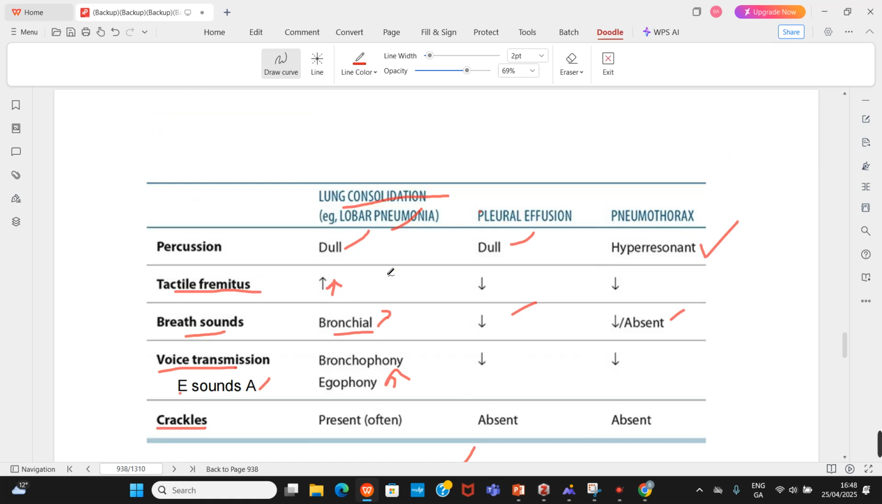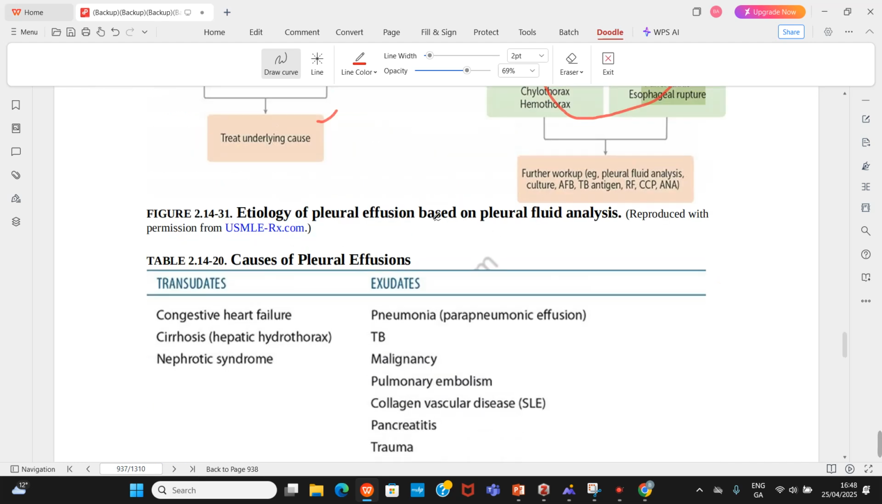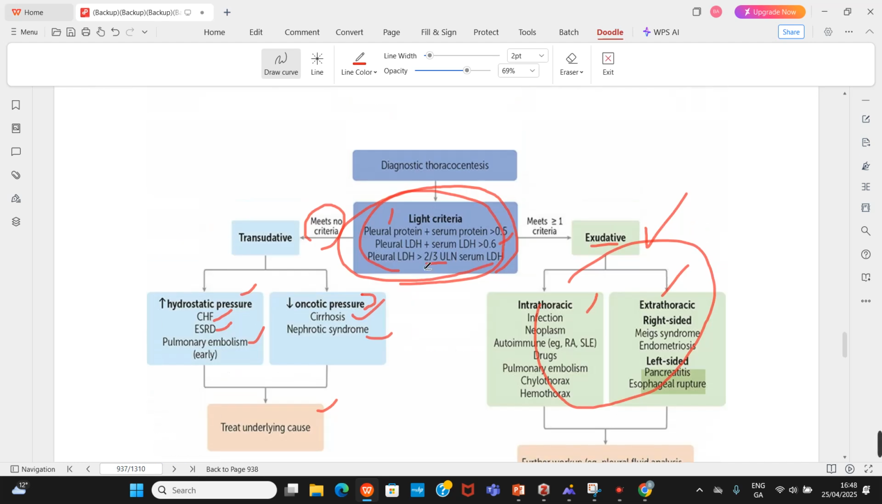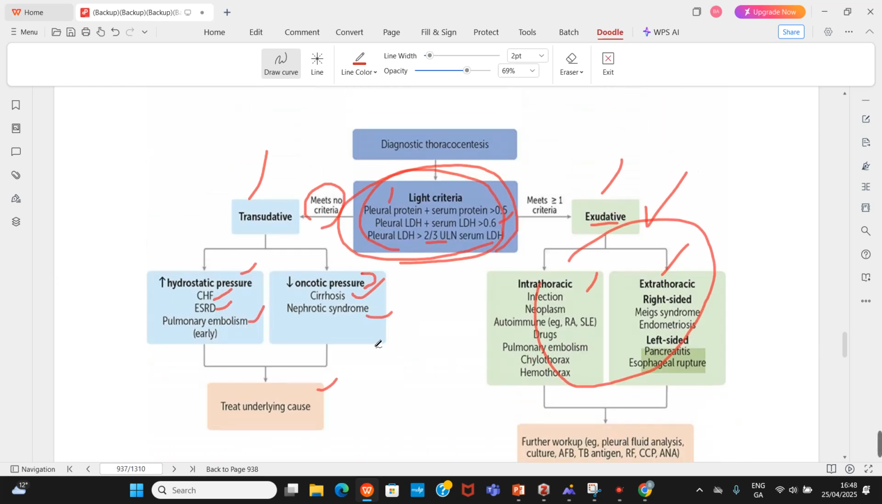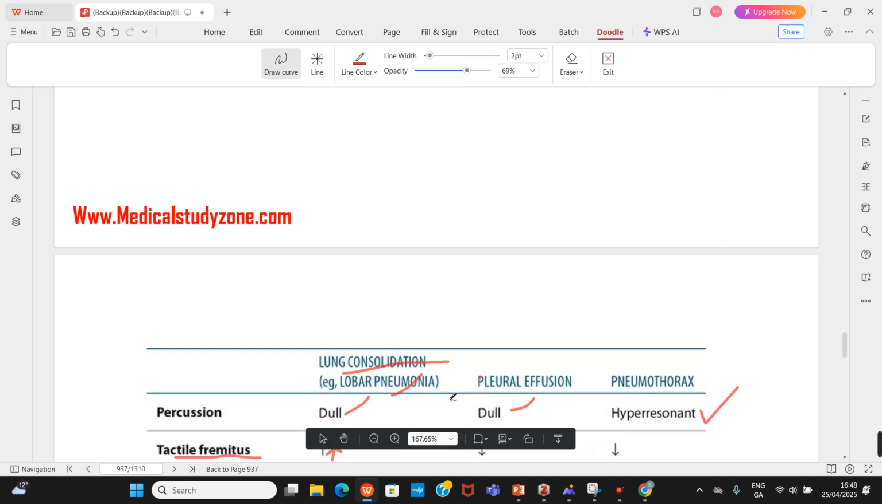You now quickly do Light's criteria. With the sample, we quickly measure Light's criteria, so whatever fluid we are getting, we can classify. It's likely to be transudative or exudative. Because we obtain that fluid, we are going to measure the pleural protein and the pleural LDH to classify into that.